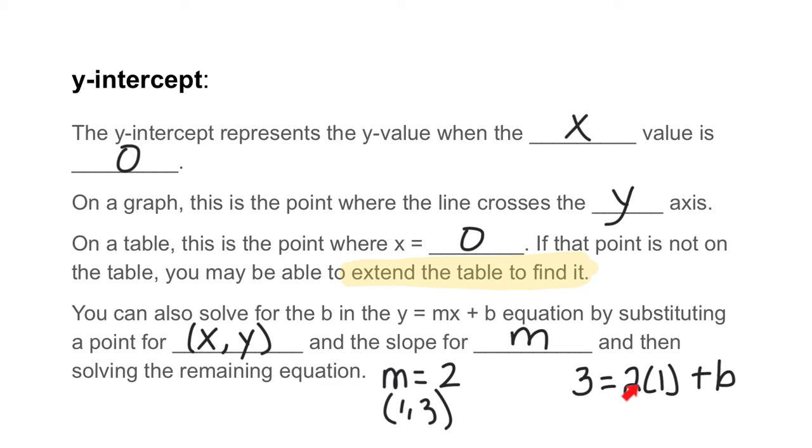So when we talk about substituting like that, that's what we're saying. Take an x and a y coordinate, sub that in for x and y, sub the slope in for m, and then you have a little equation you can solve for b.